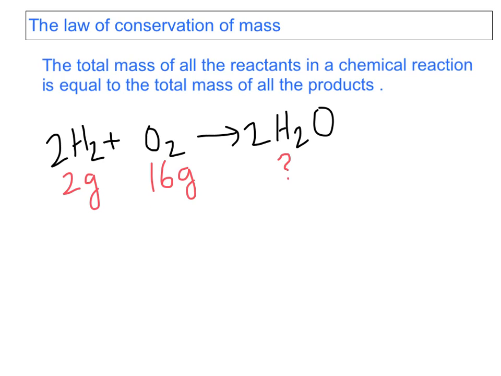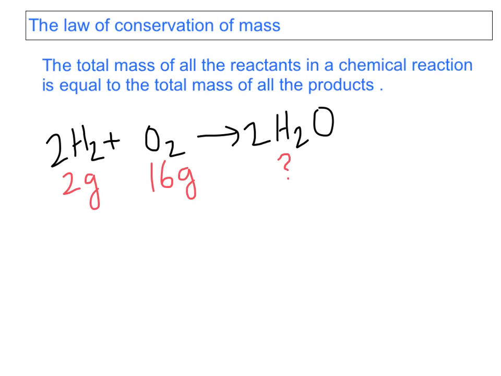Now this allows you to predict the unknown mass, the mass of substances. It can be products or reactants. This allows you to work that out from knowing the masses of the reactants, or if you know the mass of one of the reactants and the product, it allows you to work out the mass of the other reactant.